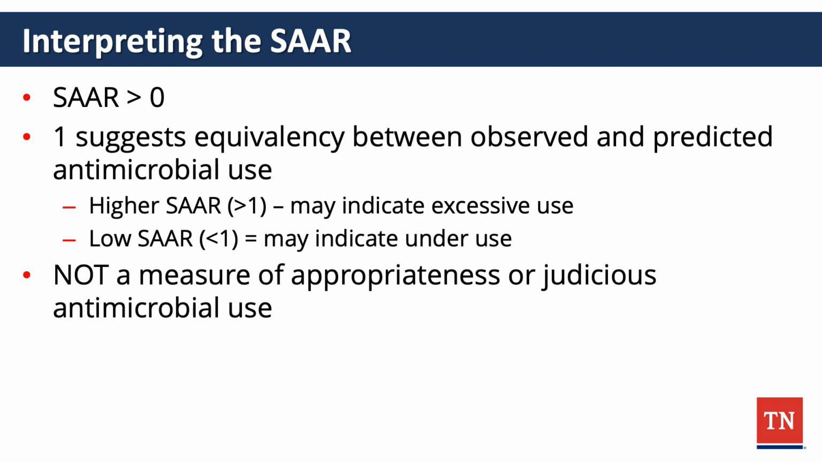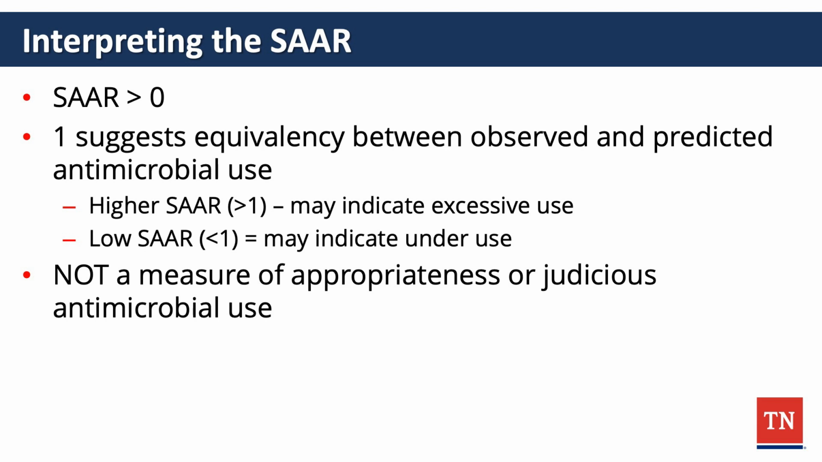But the thing about the SAR is that having a higher SAR greater than 1 essentially may indicate excessive use of antibiotics. Having a low SAR may indicate underuse of antibiotics, and this is a distinct difference from, let's say, something like the SIR, where we could get to a goal of 0 for an SIR, but we are never going to get to it. We're never going to use no antibiotics. And so the SAR is not a measure of appropriateness. It's not a measure of judicious antibiotic use. But if you do have an excessively high or low SAR, that does warrant further investigation.